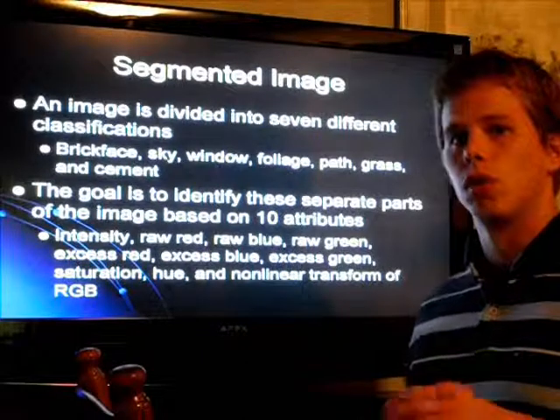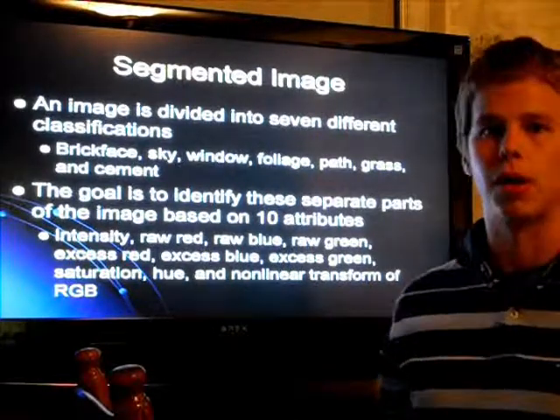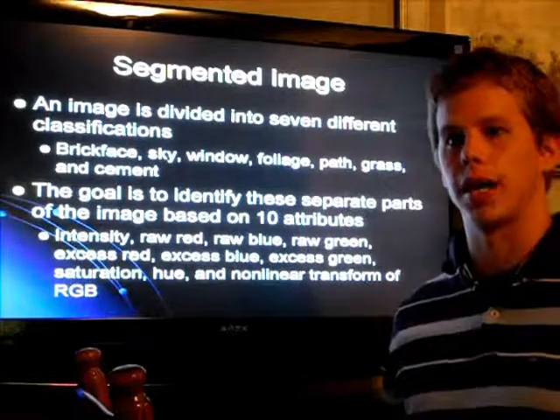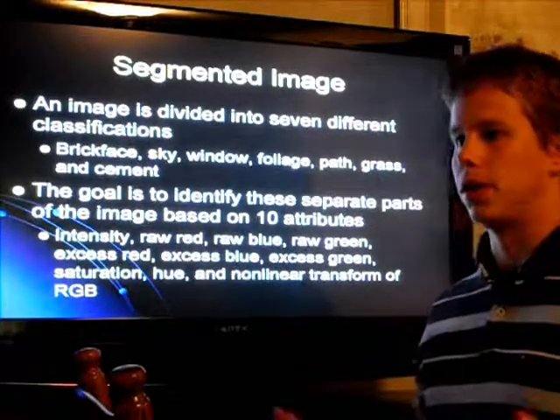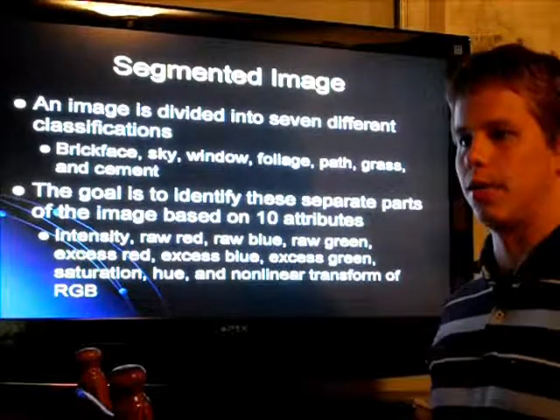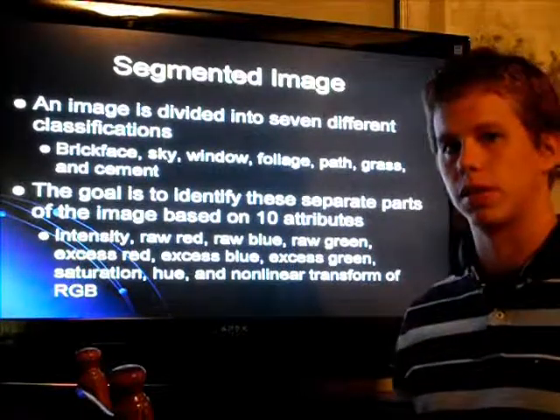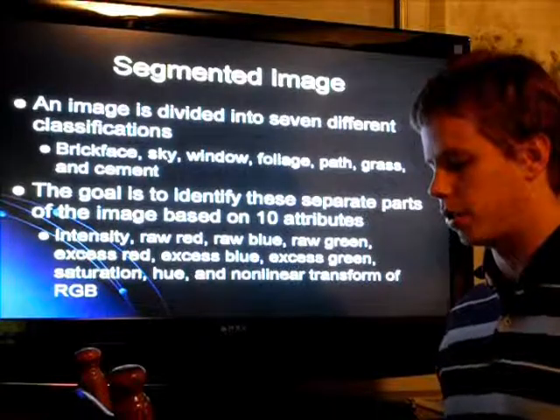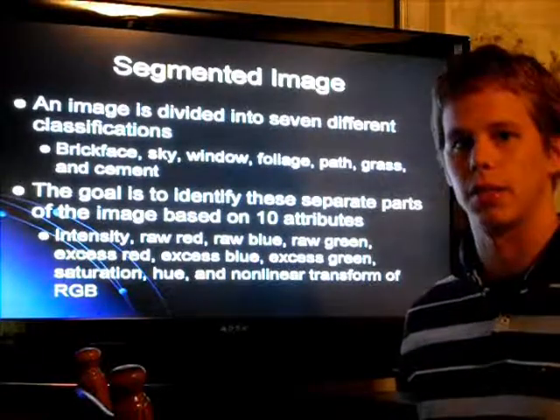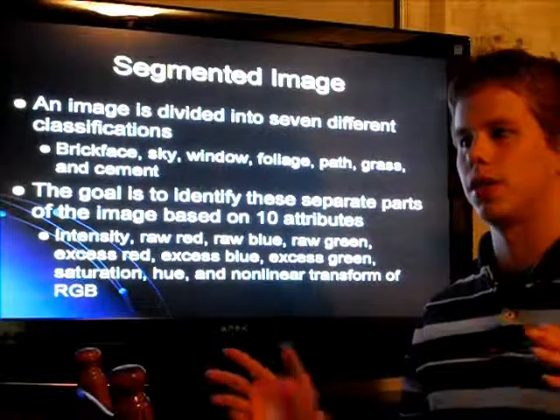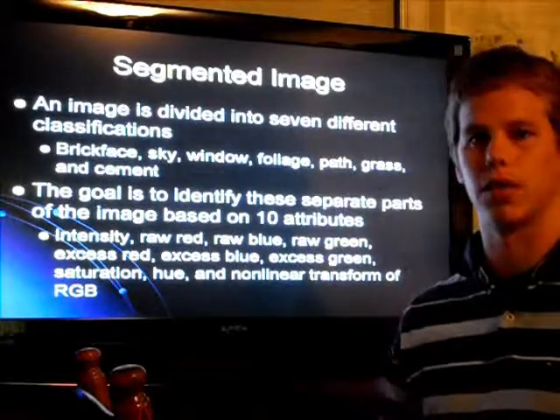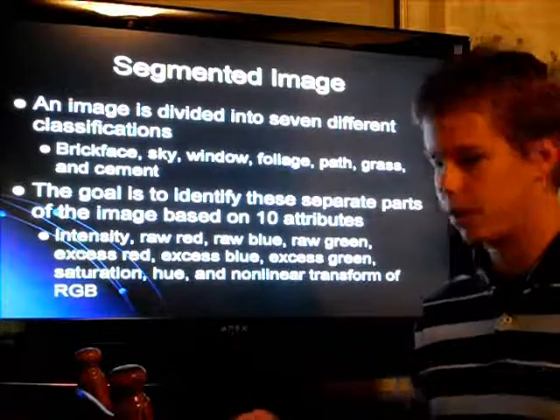Now, I got this benchmark problem from the UCI repository, and unfortunately they didn't provide the actual image to me, but they did tell you what the image is divided into, and it's divided into 7 different segments, which include brick face, sky, window, foliage, path, grass, and cement. So you can imagine it's a brick building somewhere in a wooded area with a grassy yard and a path.